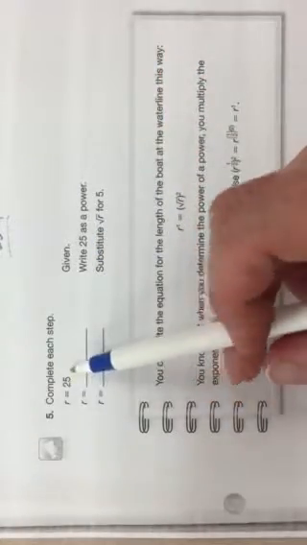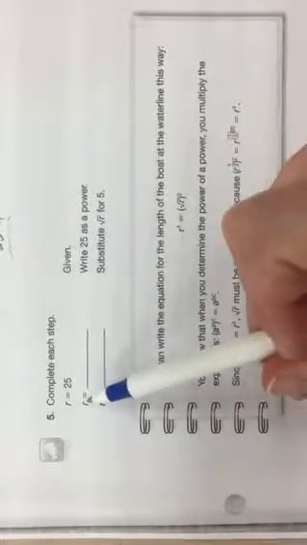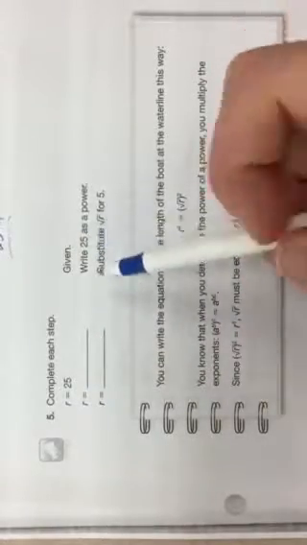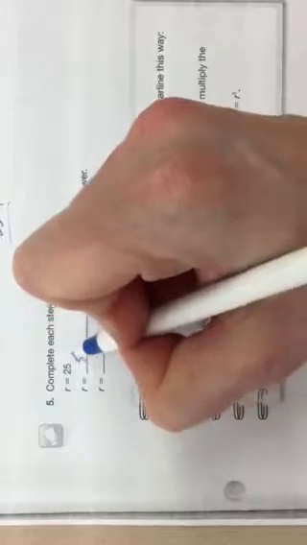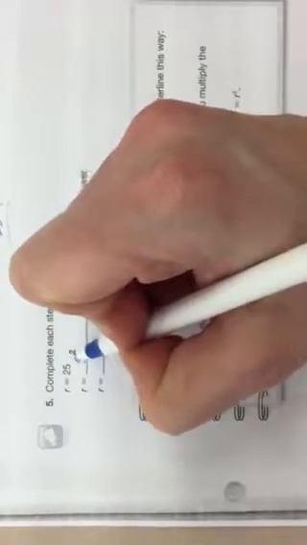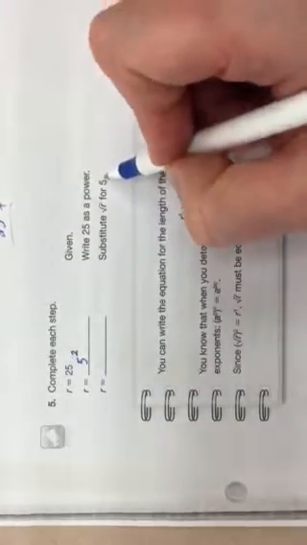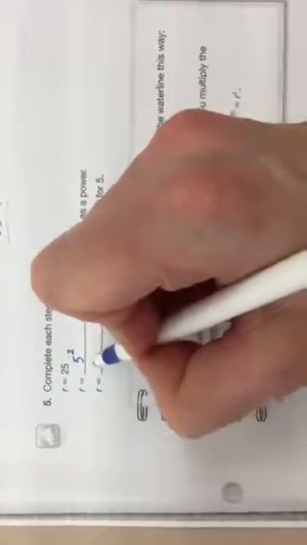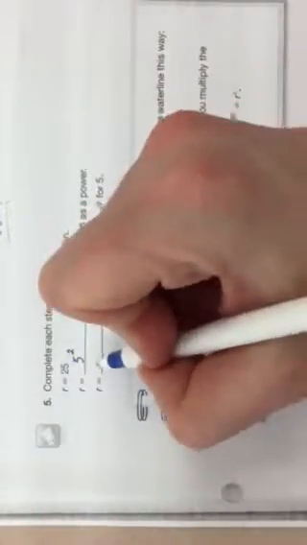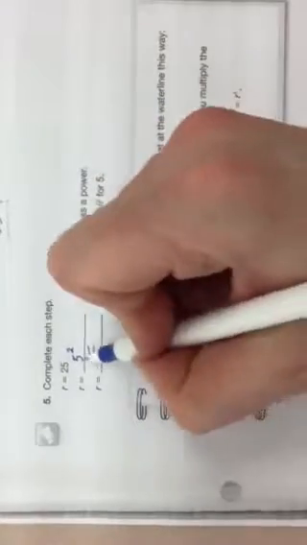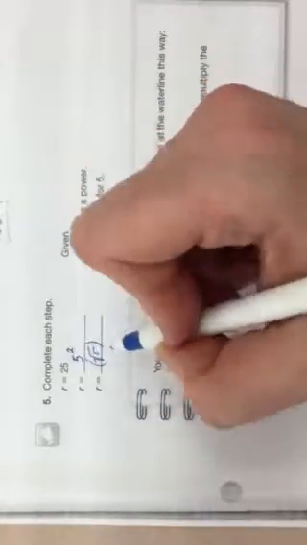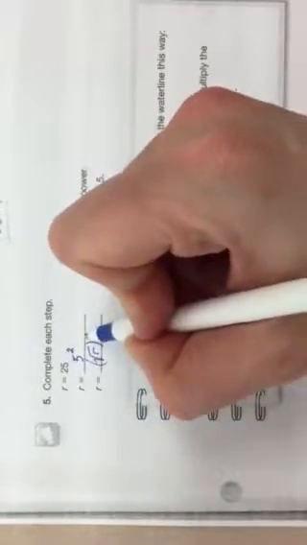So you know that R equals 25. That's given. Now they want you to write 25 as a power. So 25 as a power, 5 squared is the same thing as 25, right? So that's a power. Then they want you to substitute square root of R for 5. So we need to substitute. That means take the 5 out, put square root of R in, and then rewrite everything else the same.